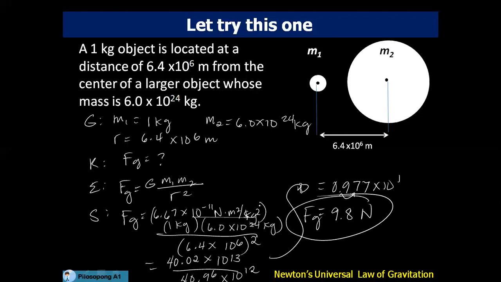Now, how did we cancel out? You may do it on your paper, how to cancel out all the units so that we can get just the unit of newton at the end of our calculation.